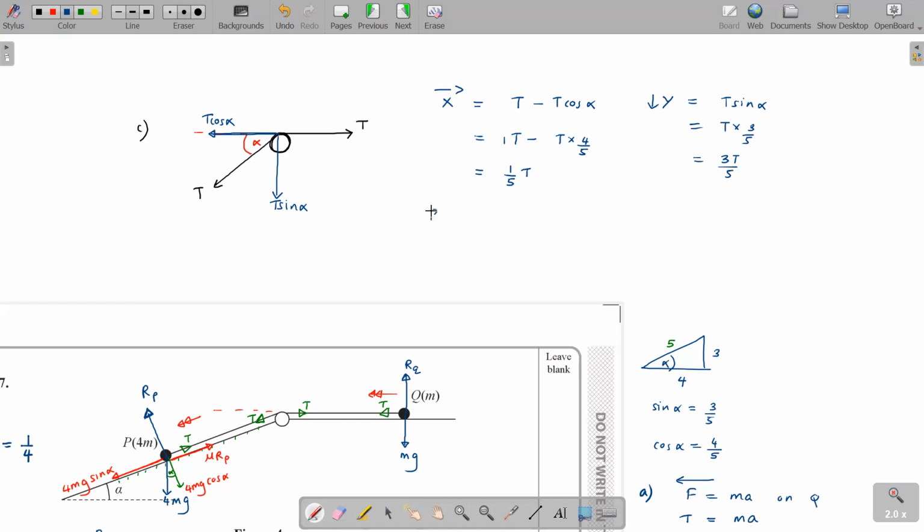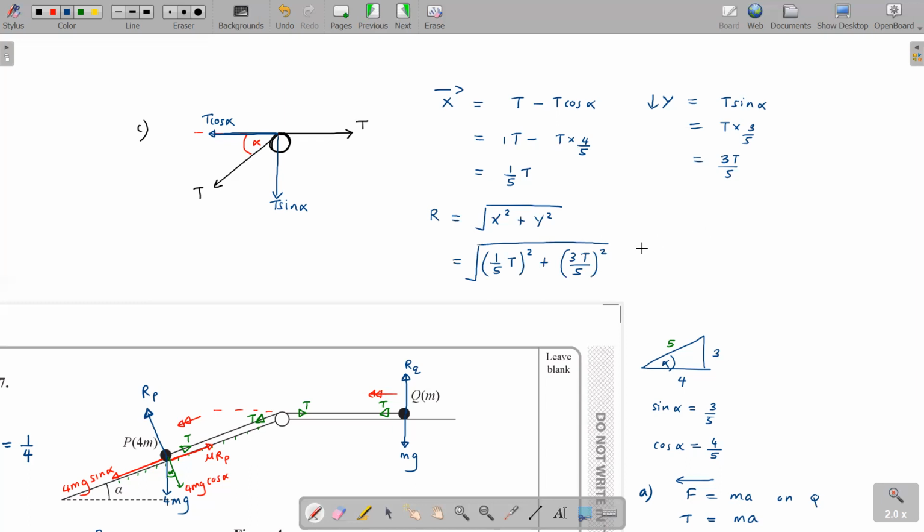So now can't I find the resultant force? How do we get the resultant force acting on the pulley? Square root of x squared plus y squared. So let's put the x value: the square root of (1 over 5 T) squared plus (3T over 5) squared.